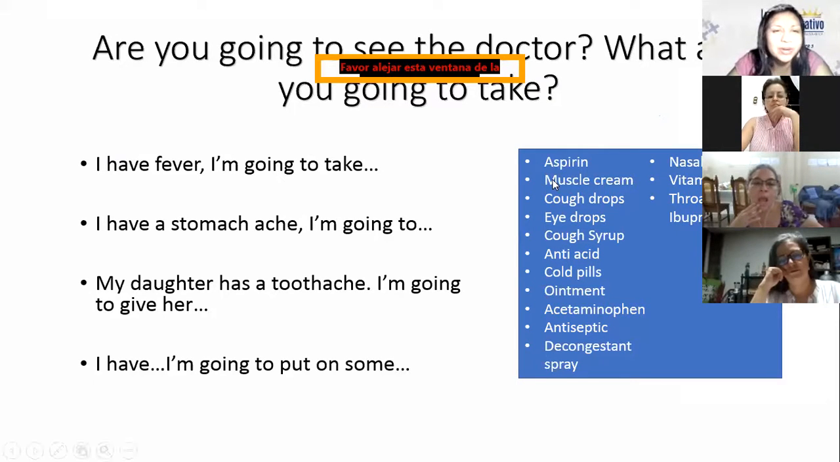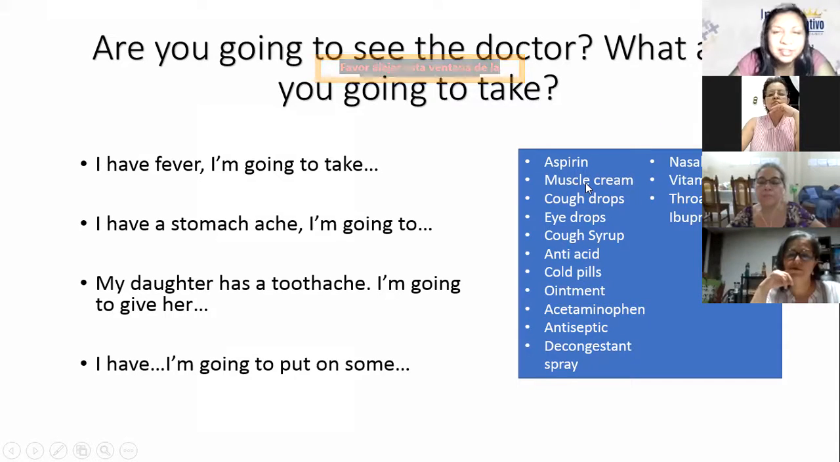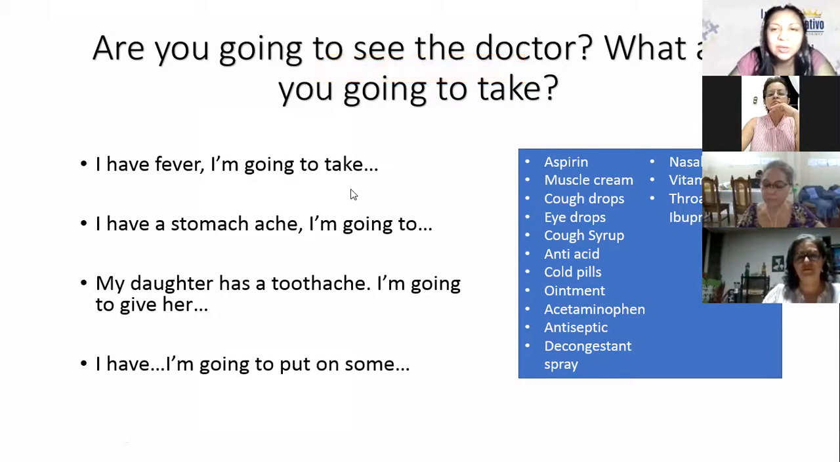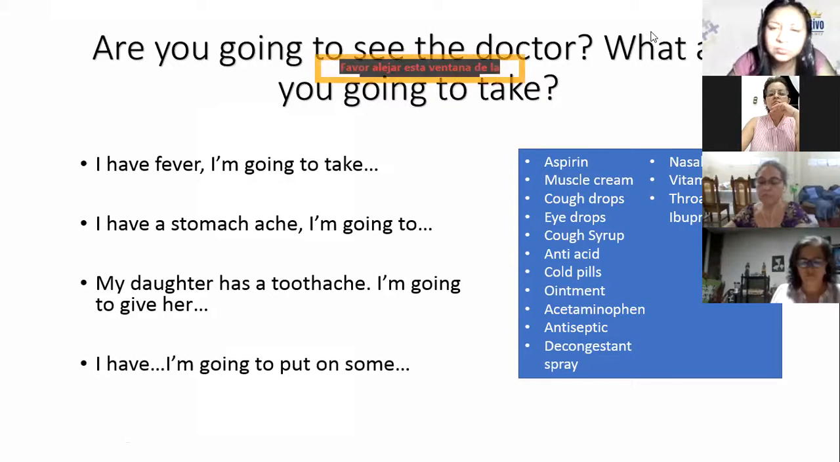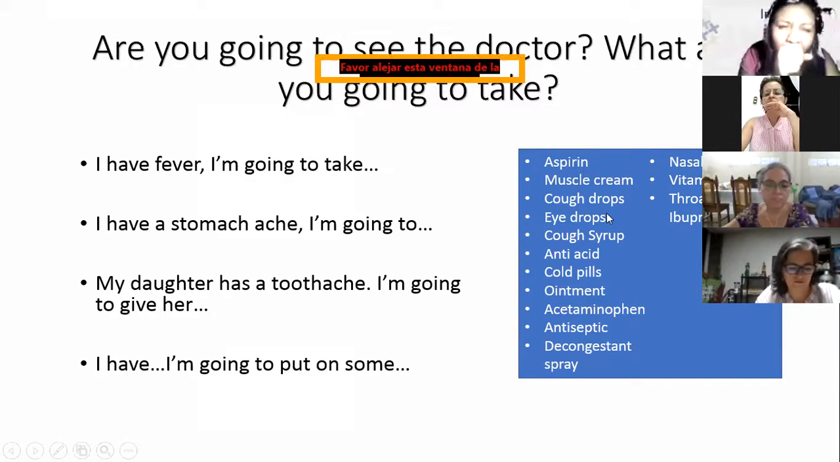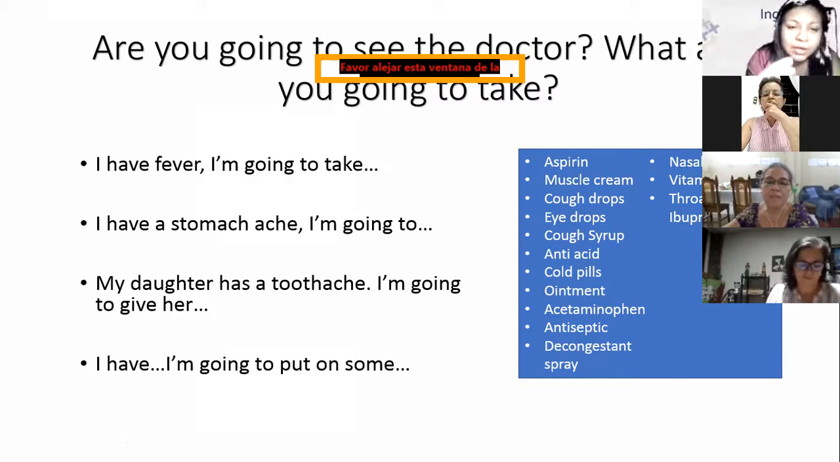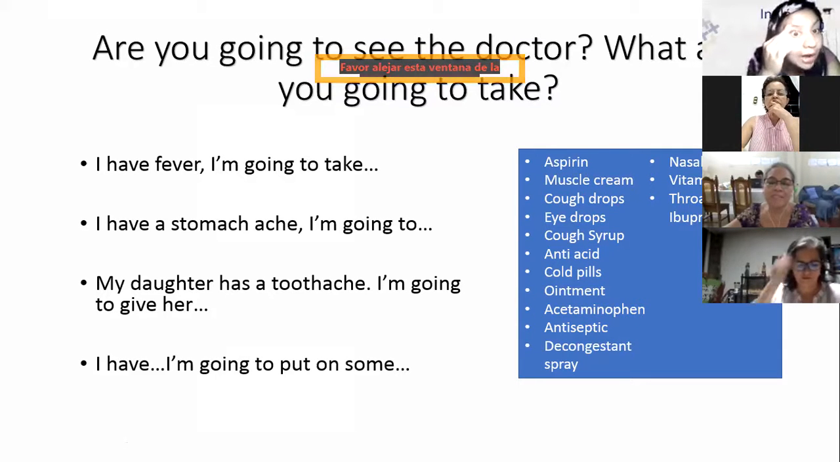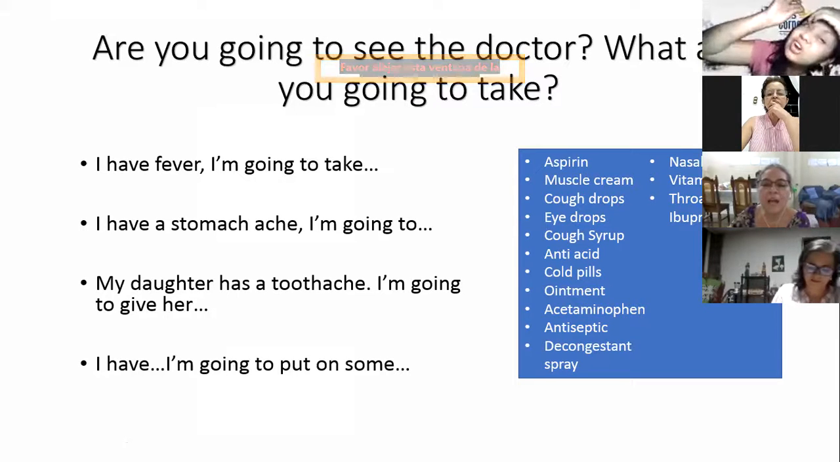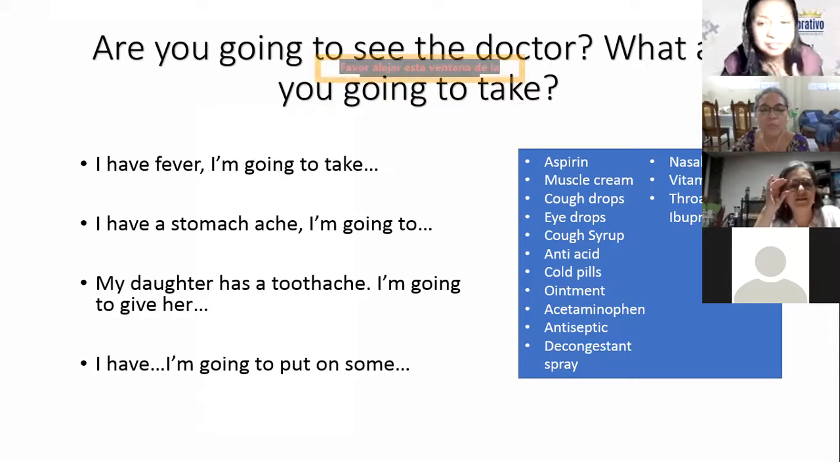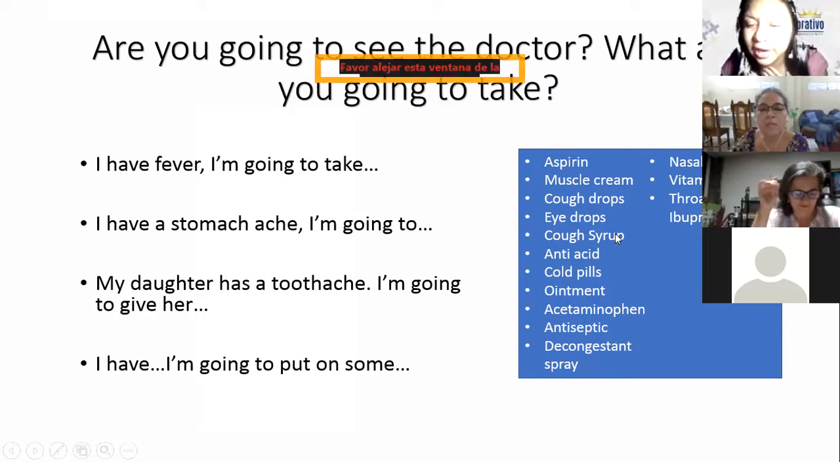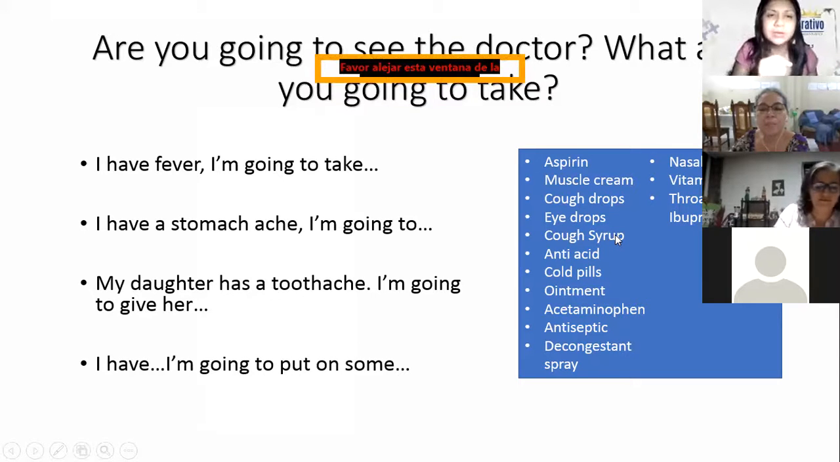For example, whenever you have a headache, you can take aspirin. Whenever you have a pain on your leg, you can put on muscle cream. If you have a cough, you can use some cough drops. So you can take some cough drops. If you have problems in your eyes, maybe your eyes are red, you can put some eye drops. Okay? You can put some eye drops. When you have a cough, you can take a cough syrup. Okay?